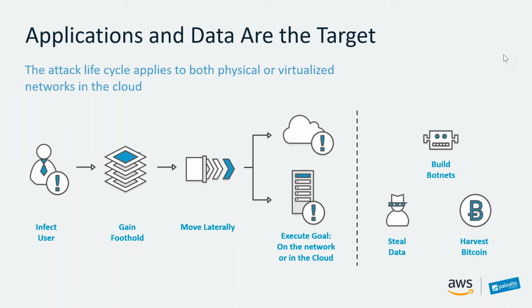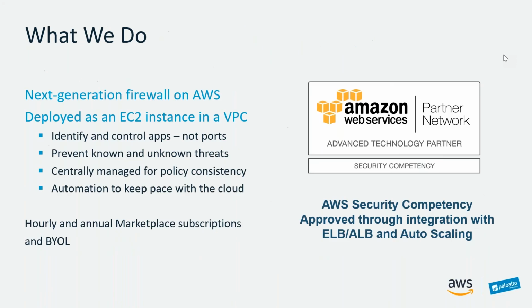So that methodology is exactly the same whether you're on premises or in the cloud. And remember that in most cases, if they establish a foothold on premises, they can find a way to get to the cloud because it's going to be connected through an IPsec VPN or perhaps AWS Direct Connect.